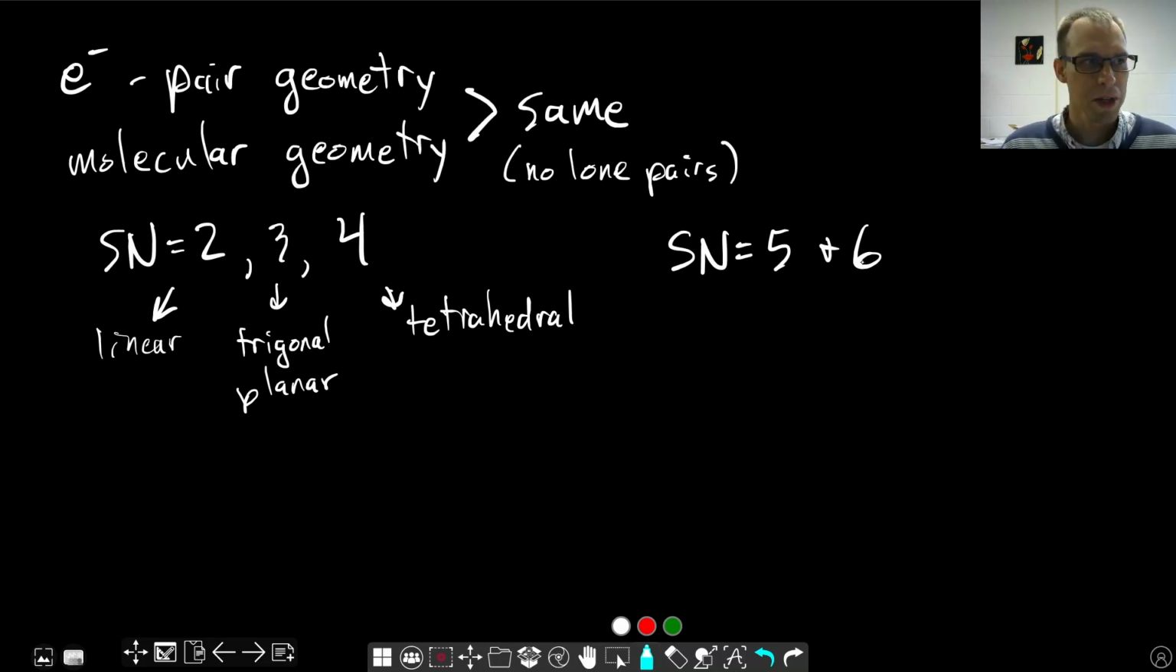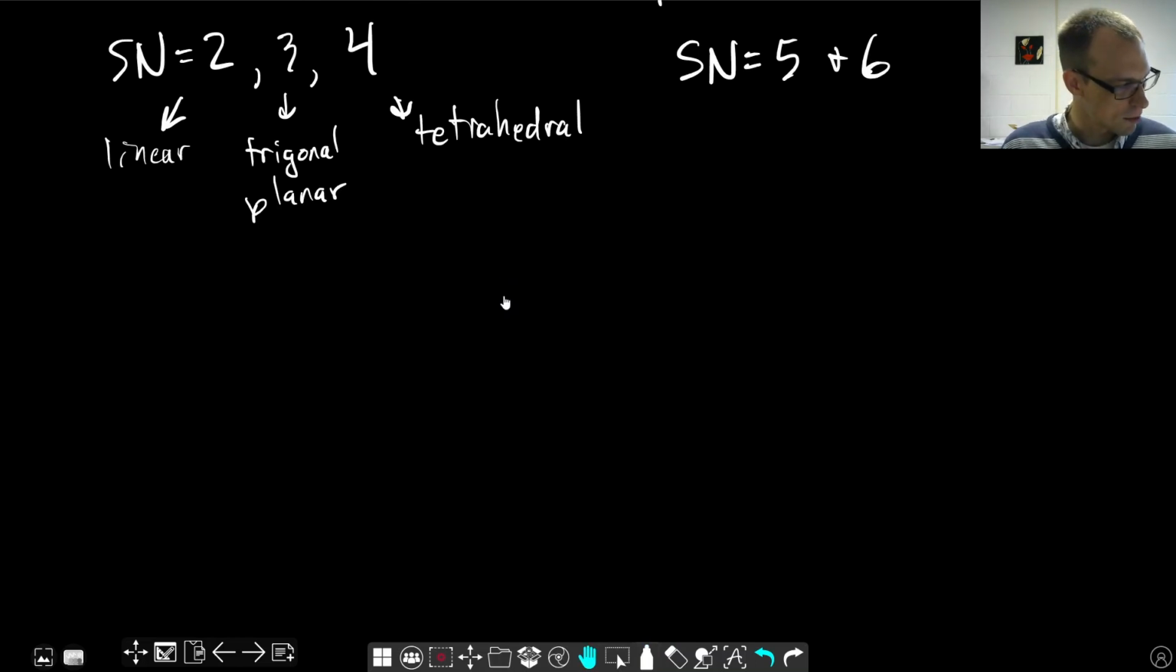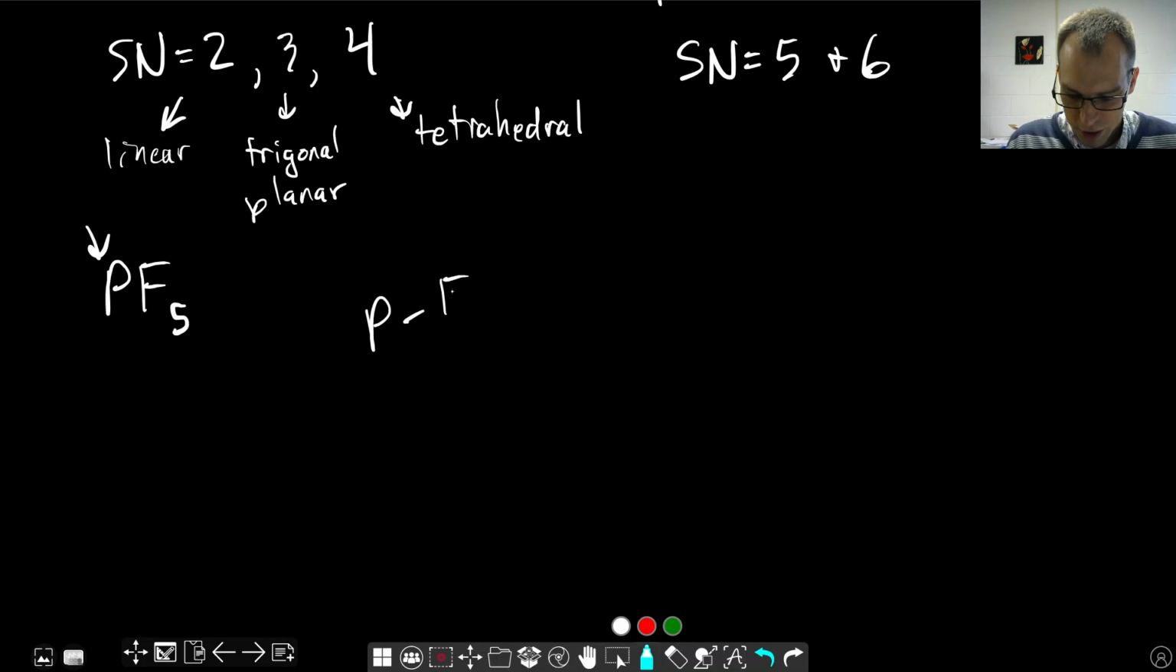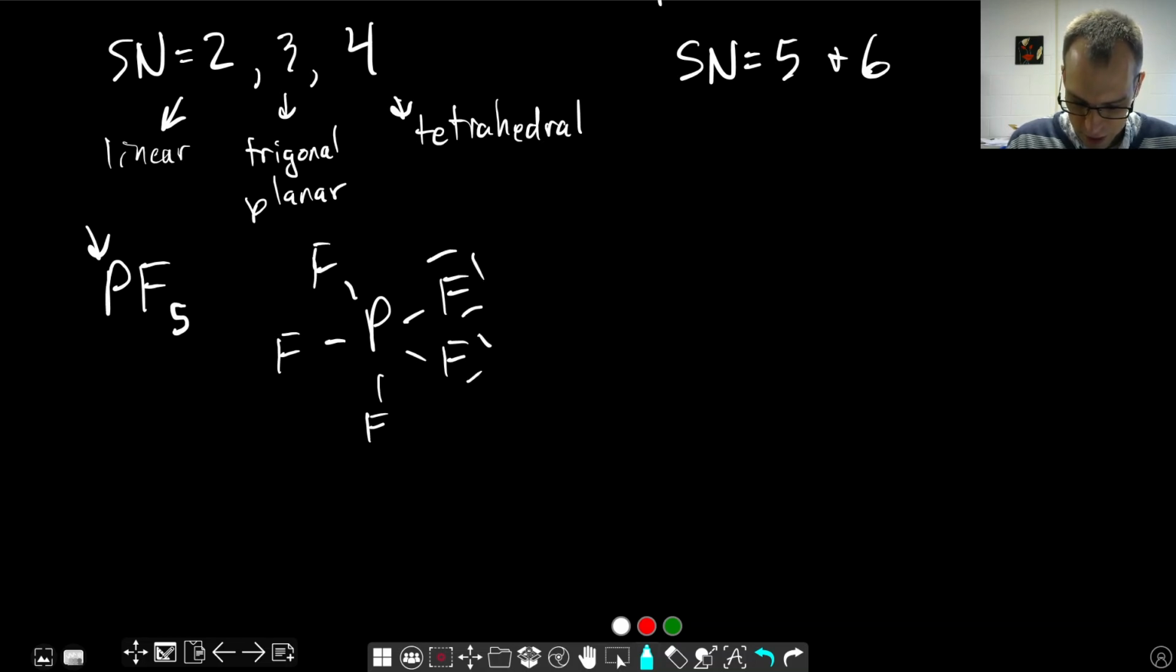Okay, so what do we get when we have 5 bonds? And what sort of molecule is this going to be? This is going to be something like PF5. So something in the third row of the periodic table, our central atom, surrounded by very electronegative elements. If we draw the Lewis structure, it's going to look something like this, where we just fit 5 of these around and put lone pairs on all the fluorines. So that's our Lewis structure.